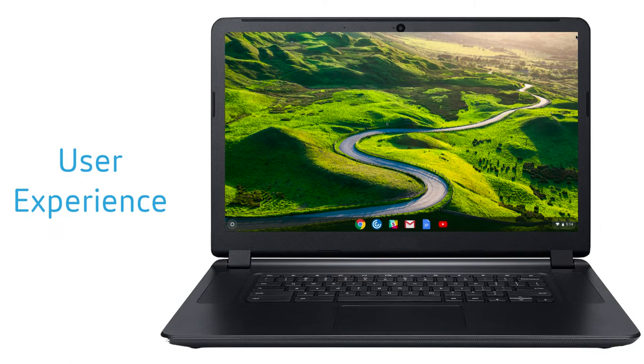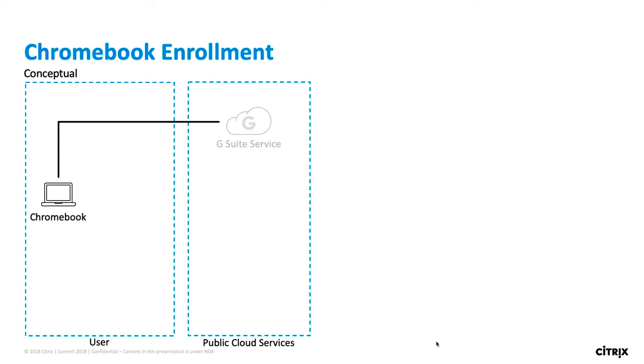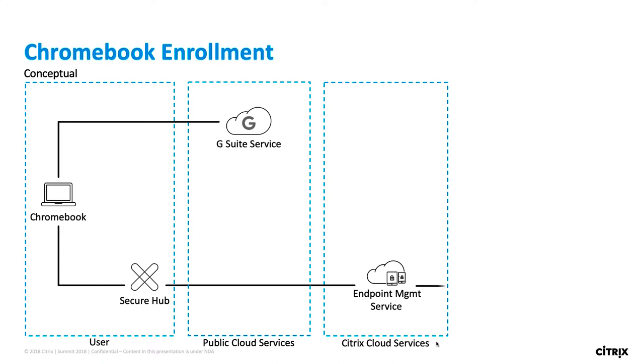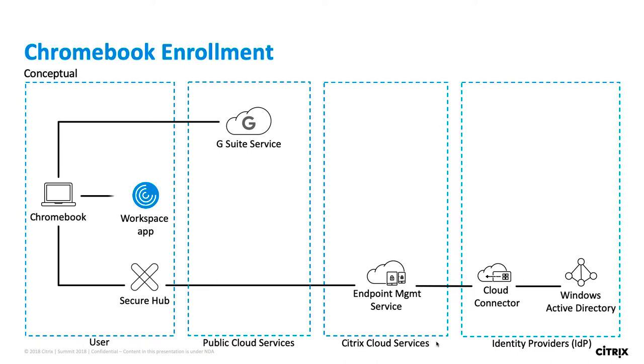Now let's take a look at what we've just seen conceptually. The user on the Chromebook logged in with their G Suite credentials and enrolled into the G Suite domain. This then allowed them to access Secure Hub through the Chrome browser and enroll in the Endpoint Management Service. Their credentials were verified via the Cloud Connector and Windows Active Directory. The Workspace app was pushed to the device, and now the user has access to the Workspace service.